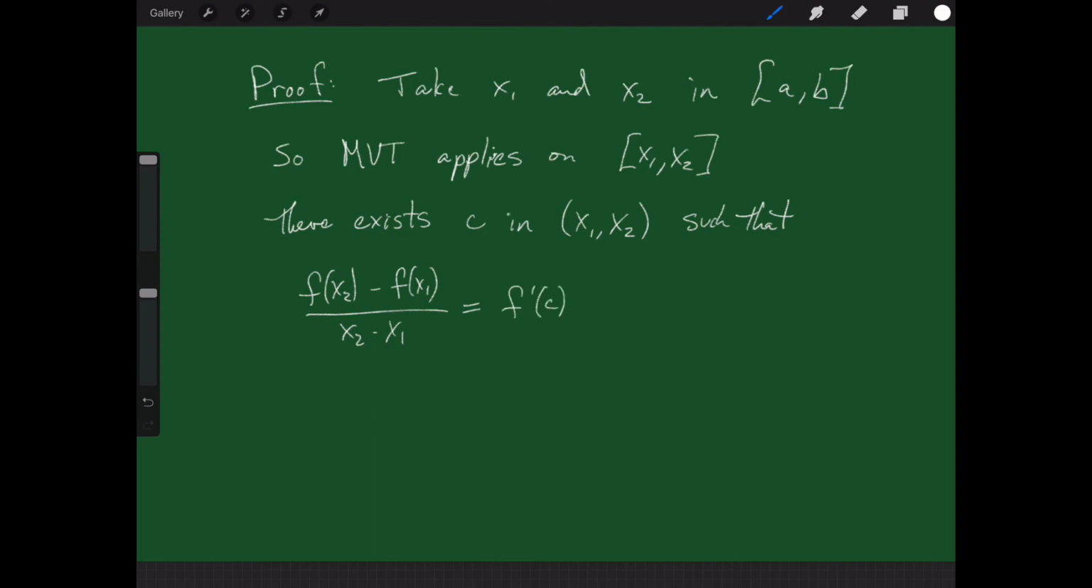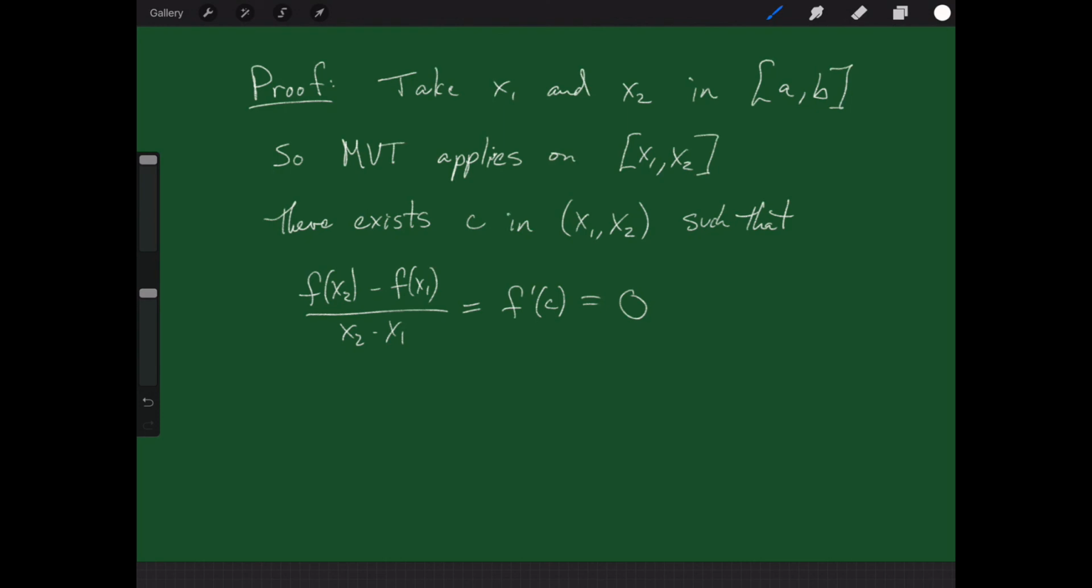c. But what did I say already about the derivatives? All of the derivatives of this function are 0. So f prime of c is 0. But if you look at this equation looking from left to right, I've got that f of x2 minus f of x1 over x2 minus x1 is equal to 0. Well, when is a fraction 0? If the top is 0 or if the bottom is 0? The answer is when the top's 0.